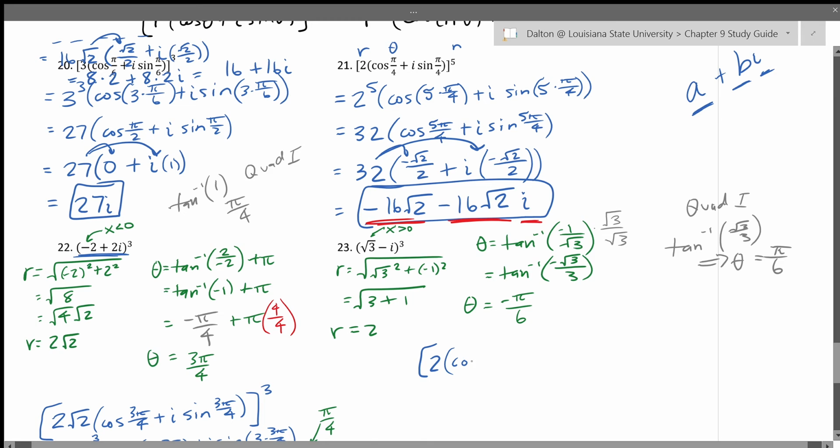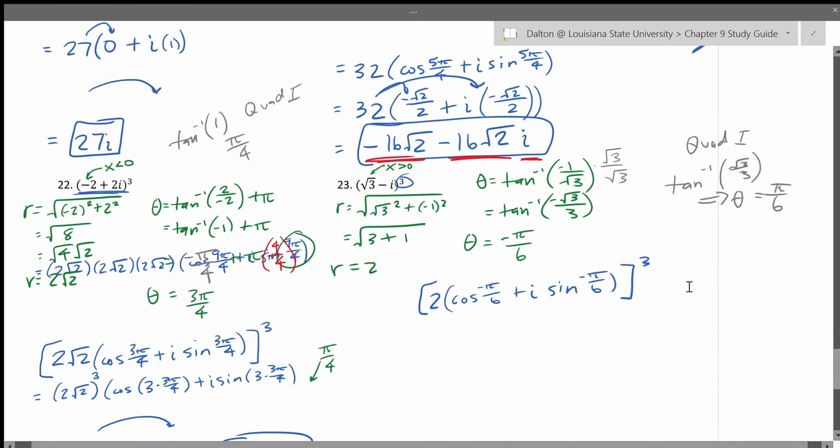So now that you have r and theta, we can convert this to polar form by writing 2 times the cosine of negative pi over 6 plus I times the sine of negative pi over 6. And all of that is raised to the third power as it is written in the question. And then we're going to use de Moivre's theorem to expand this and simplify it.